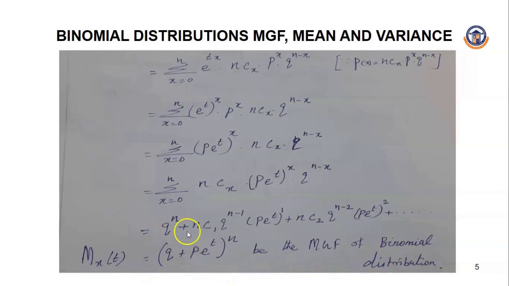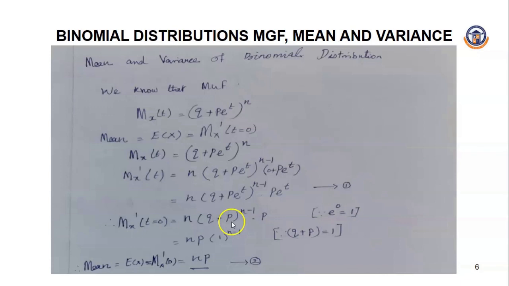Next, we are going to find out the mean and variance of the binomial distribution. From the moment generating function, we are going to differentiate with respect to t at t equal to 0. We can get the mean, that is E of x. So we know that Mx of t is equal to (q plus p e power t) whole to the power n, the moment generating function. Then mean is equal to E of x, that is equal to Mx dash at t equal to 0. First time differentiate with respect to t at t equal to 0, we can get the mean.